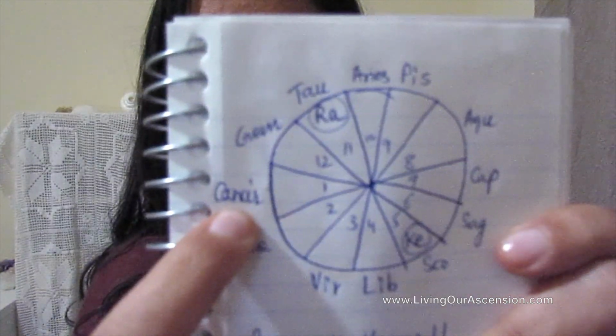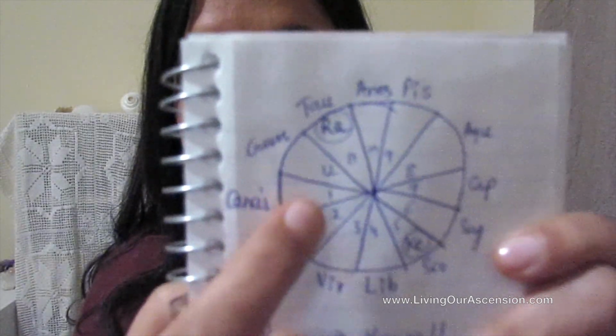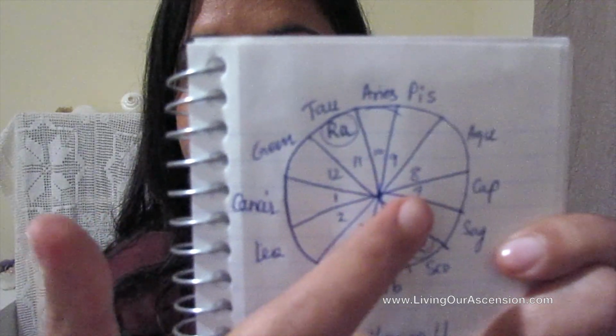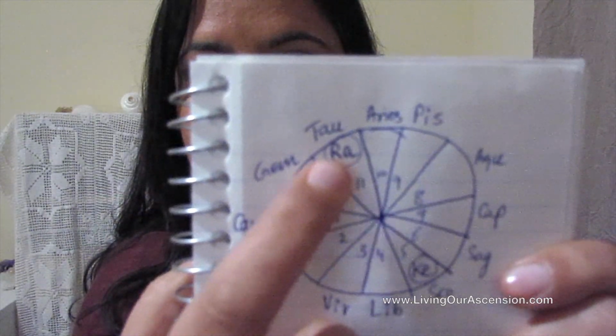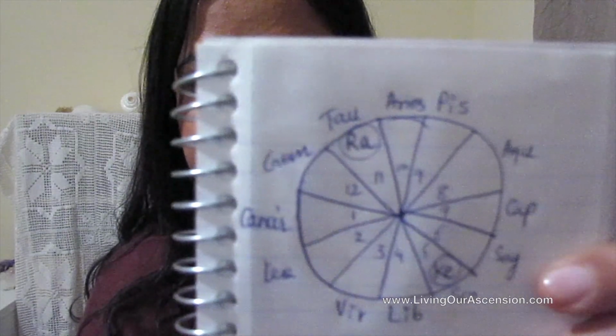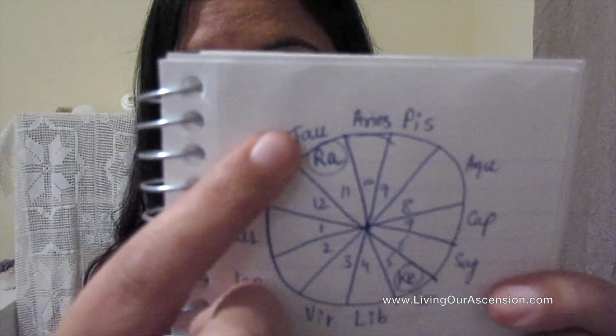So mine is Cancer. So this is 1. You always count the first house first. So 1, 2, 3, 4, 5, 6, 7, 8, and then you get to 11. So this is the 11th house. So my north node is in the 11th house. And like I said, it's in the sign of Taurus.